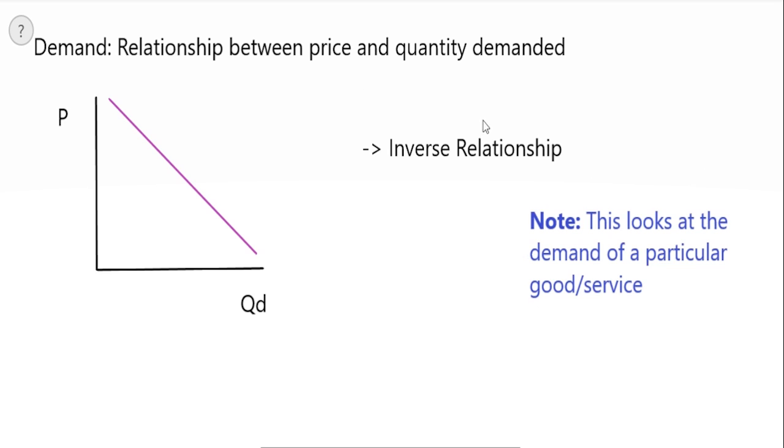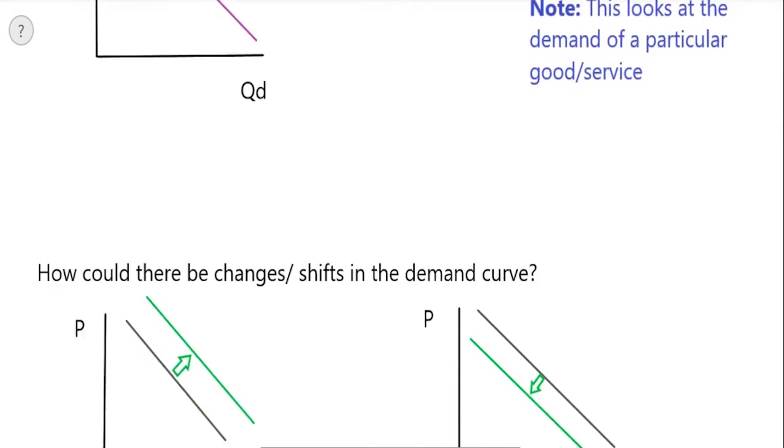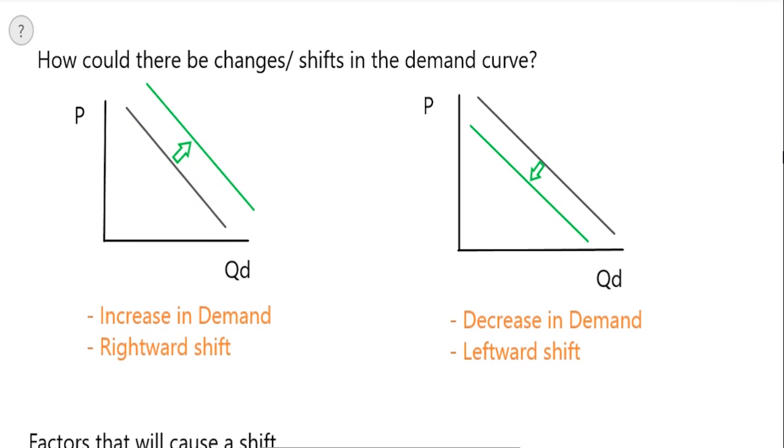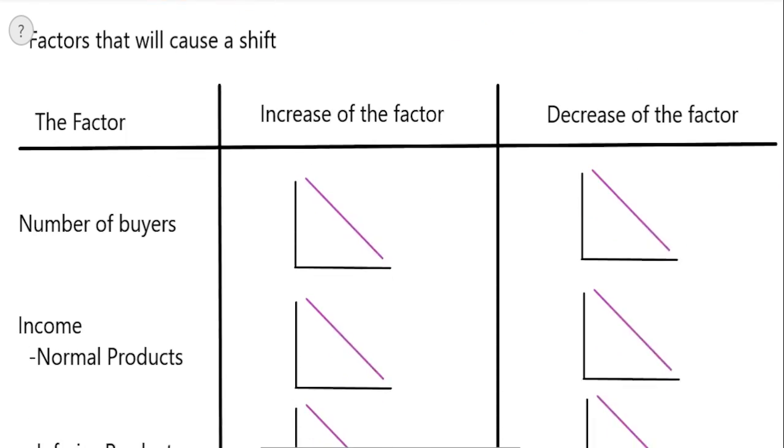Now note that when we're looking at the demand of something, we're looking at the demand for a particular good or service. What we need to understand is that there can be shifts or changes in the demand curve. Our demand curve could increase, giving a rightward shift, or it could decrease, giving a leftward shift. Now, how do these shifts occur? What factors cause these shifts? We're going to take a look at all of those, so no worries.